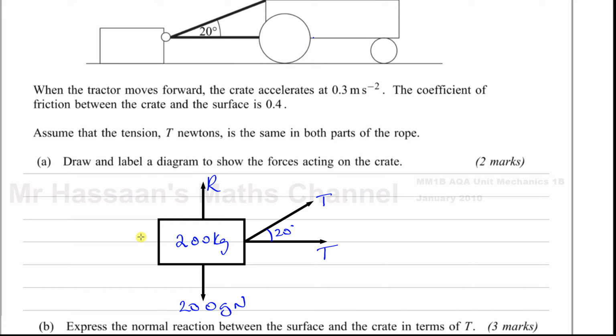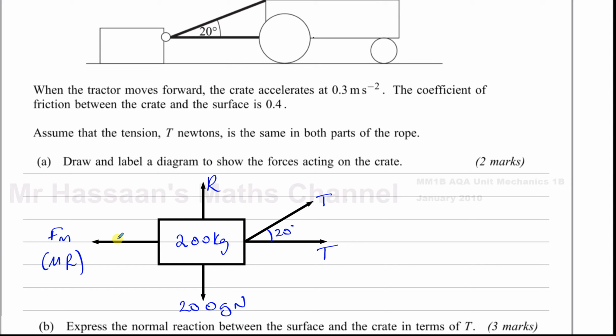And then because it's a rough surface, there's a frictional force acting in the opposite direction to the movement. It's reached its maximum value, so it's F max, which you could say is mu times R. Because it's moving, the maximum value of the friction has been reached. So that is a diagram to show the forces acting on the crate.